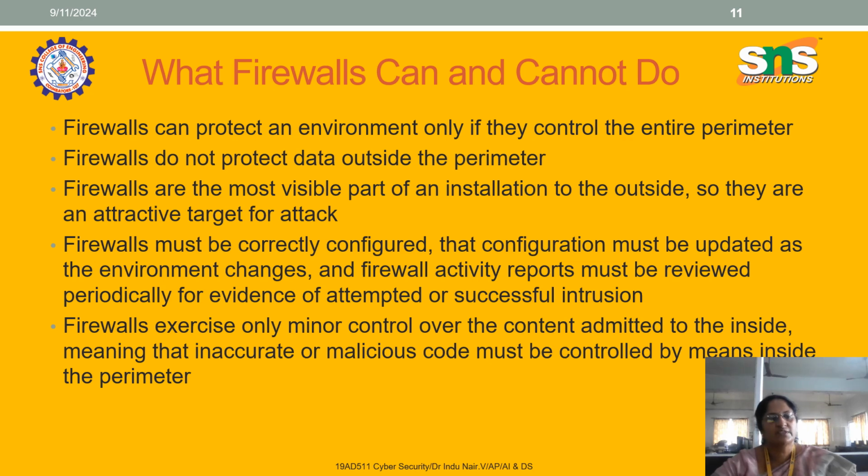So what can firewalls and what can they not do? Firewalls can protect an environment. Firewalls don't protect data outside the perimeter. Firewalls must be correctly configured, and that configuration must be updated as the environment changes. Firewalls exercise only minor control over the content admitted inside, meaning that inaccurate or malicious code must be controlled by means of the inside perimeter.